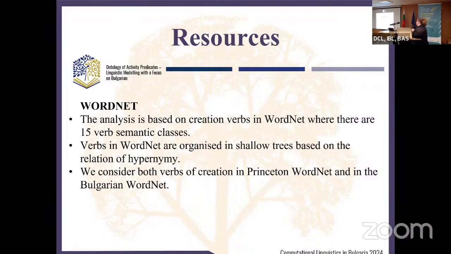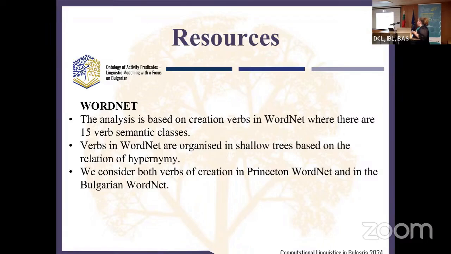Verbs in WordNet are organized in shallow trees. So once at the top of the tree we have a verb of creation, we know that all of its hyponyms down the tree are also potentially verbs of creation to a certain degree. Although down the tree we might have more specific meanings of the verbs, and some of them might be classified as other semantic classes of verbs, we know that they have in their meaning some notion of creation. So these are the verbs that I extracted from WordNet and analyzed.